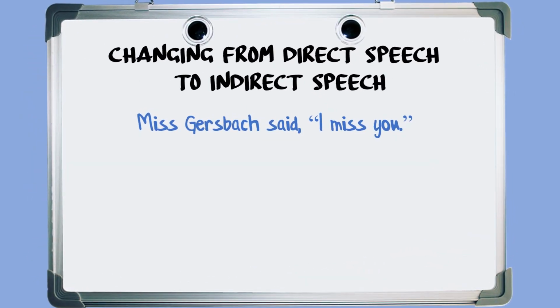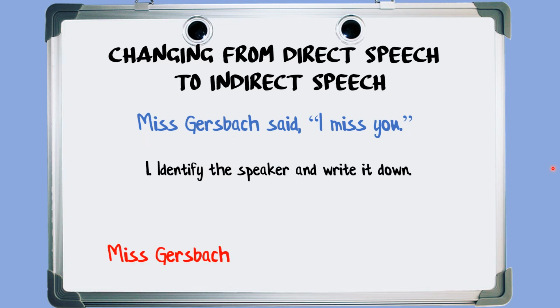So, how do we change from direct speech to indirect speech? I want us to start with the sentence, Ms. Gersbach said, I miss you. And remember, this is in direct speech. We are now going to change it to indirect speech. The first thing you need to do is identify the speaker and write it down. So in this sentence, who is the speaker? It's Ms. Gersbach. So you need to write that down.